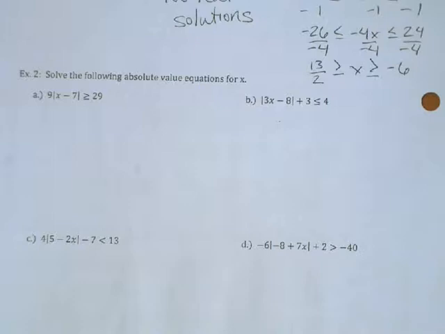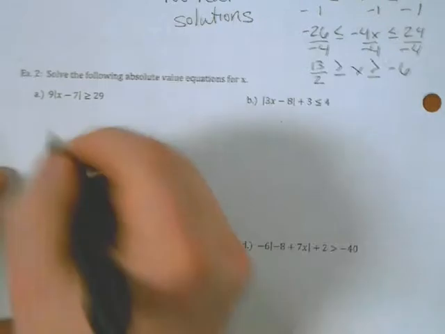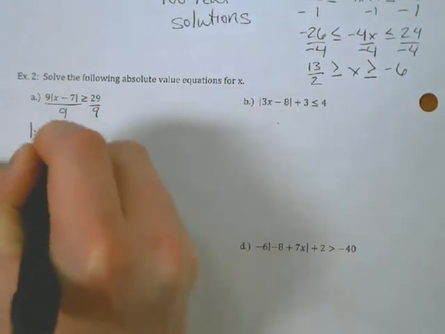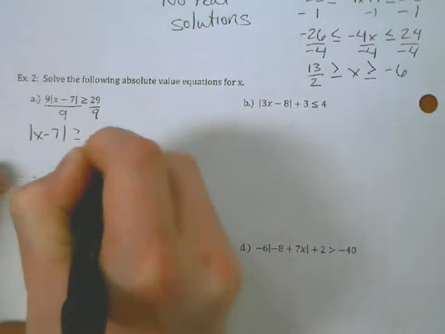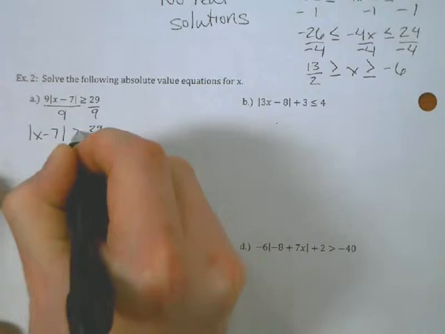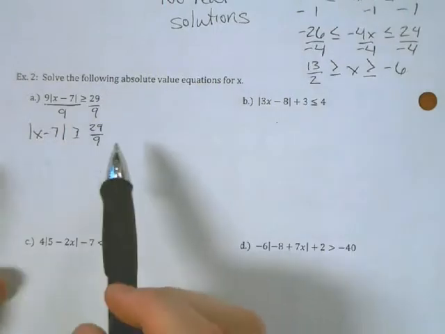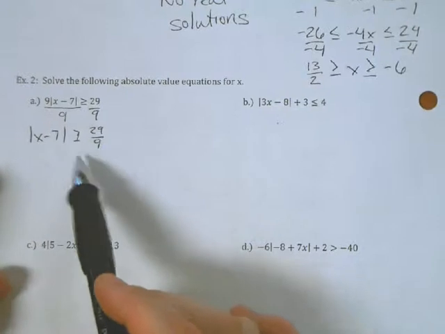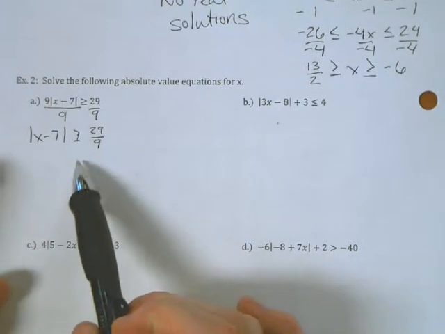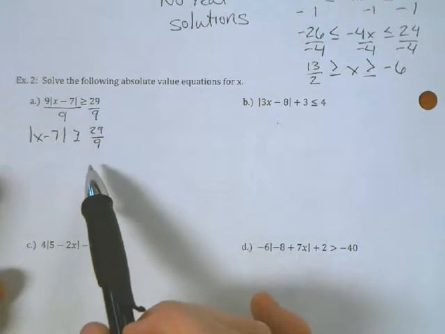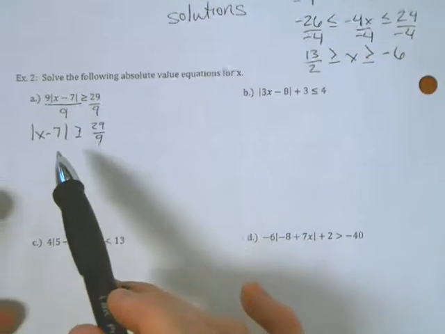With letter A, what do I do with it? Divide by 9. I'm left with x minus 7 is greater than or equal to 29 over 9. Will we have a solution with this? Yes. So what should I treat this as, an and or an or? Or. So what should I write? Riley.